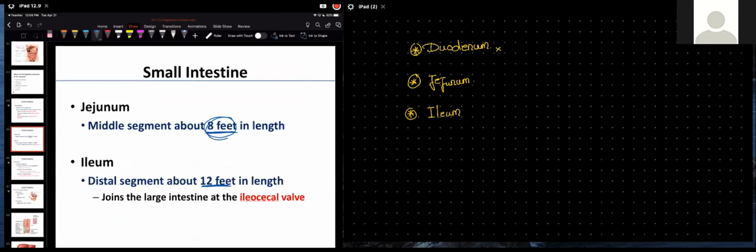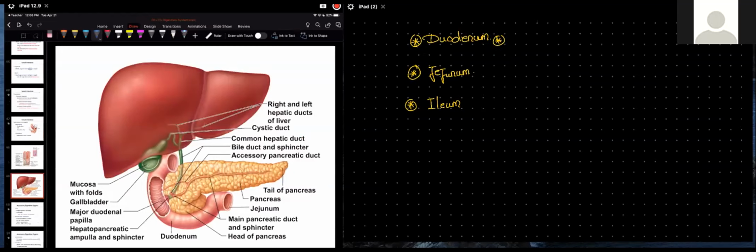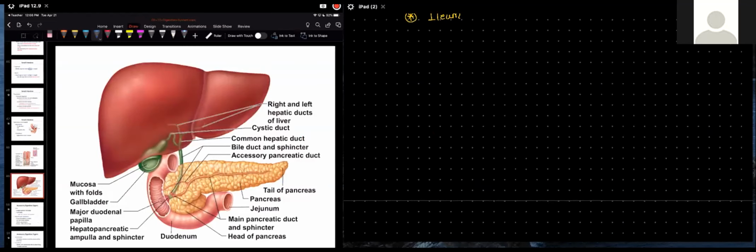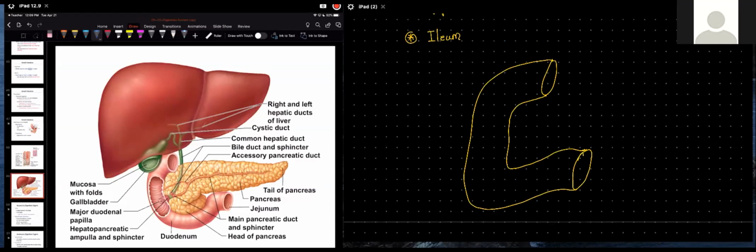Why is the duodenum so important? Because this is where you will be receiving the secretions from the liver and from the pancreas. Also, you're going to be receiving the food from your stomach, receiving the chyme, the partially digested food from the stomach to the small intestine. This is how the duodenum is going to look.